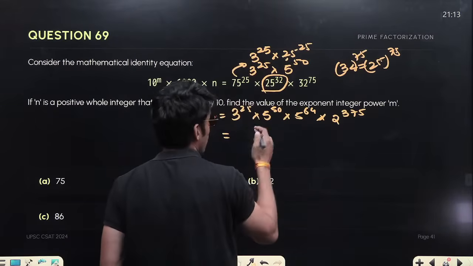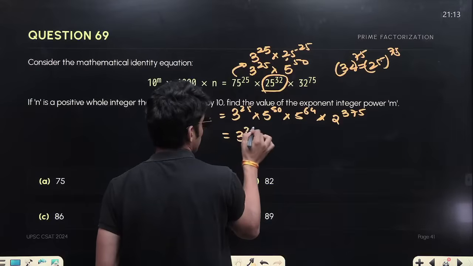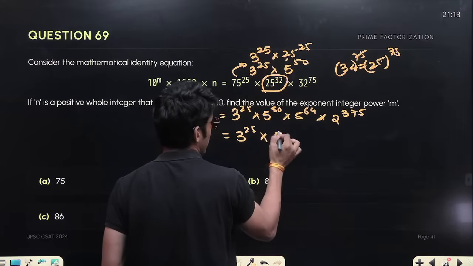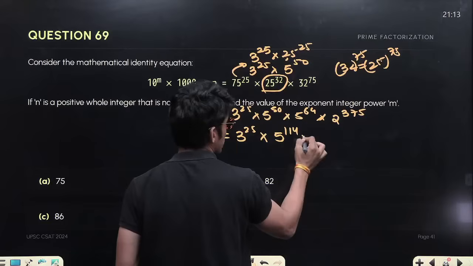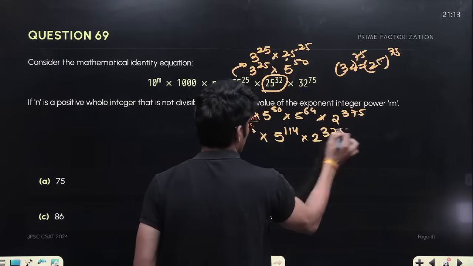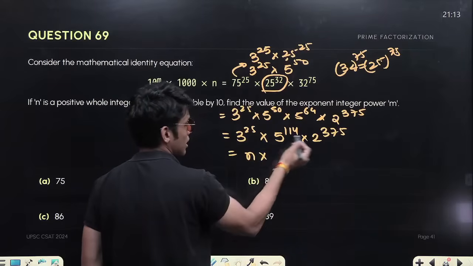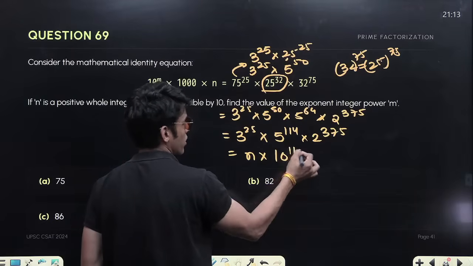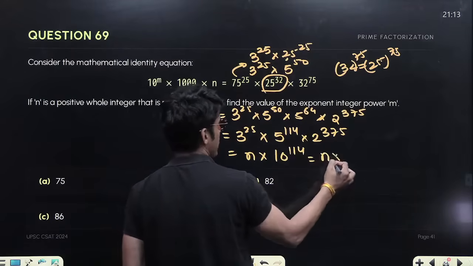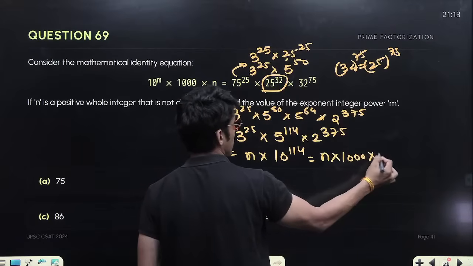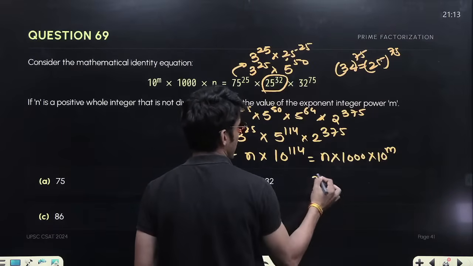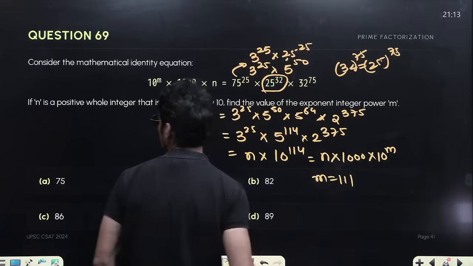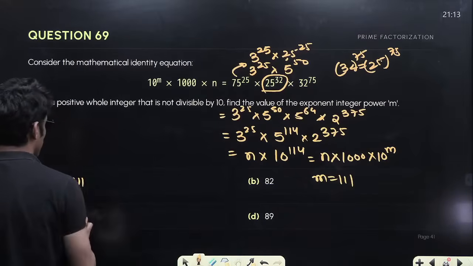Now, how do I get 10? I get 10 by using one power of 2 and another power of 3, another power of 5. So, this becomes 10 to the power 114. So, this becomes n into 1000 into 10 to the power m. So, m becomes 111. 111 is the correct answer.